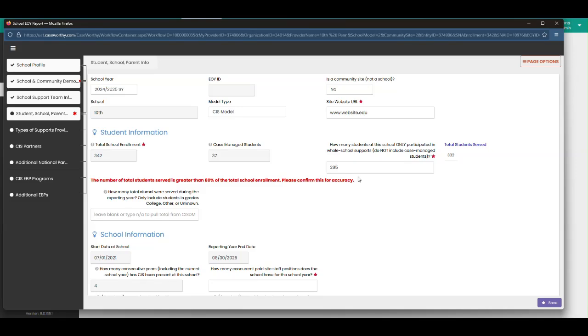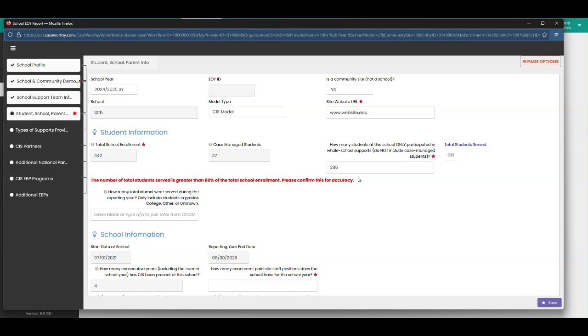Make sure that you have some sort of sign-in sheets, rosters, counts, or documentation or a plan in the support description of how this support reached every single school or every single student.